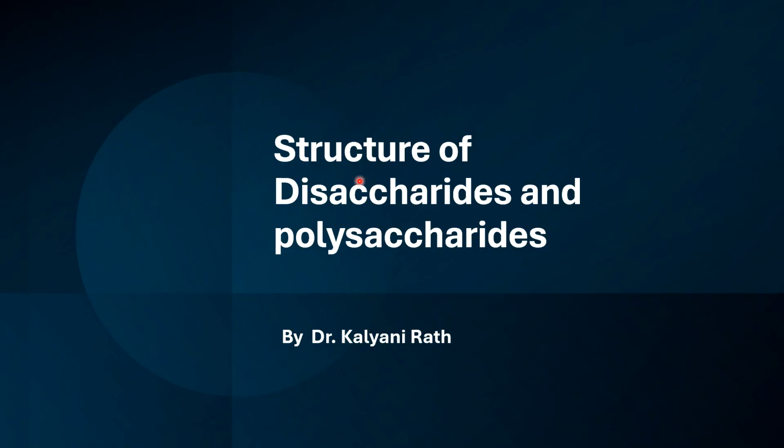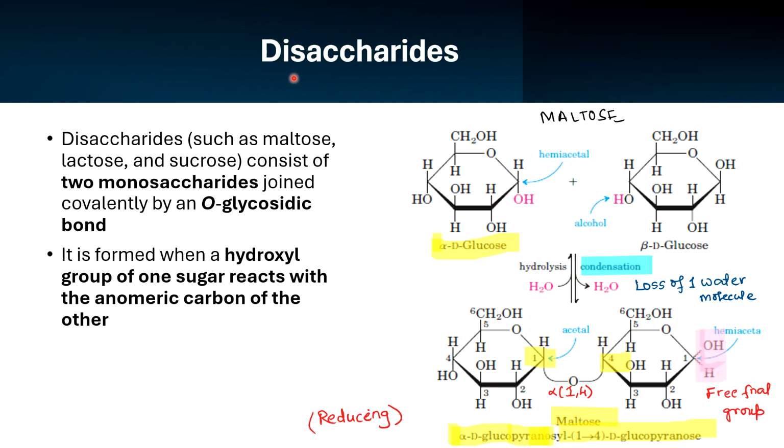In today's class, we will be discussing the structure of some of the important disaccharides and polysaccharides as per the CBSE syllabus. So let's look into disaccharides first. Disaccharides, as we all know, are made up of two monosaccharide units. The two monosaccharide units are joined together by a glycosidic bond. And because oxygen is involved in the bond, we call it an O-glycosidic bond.